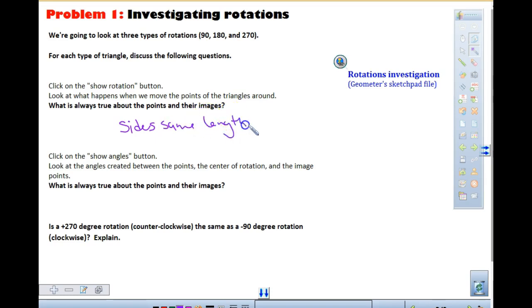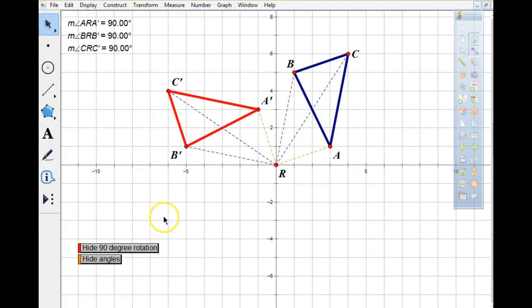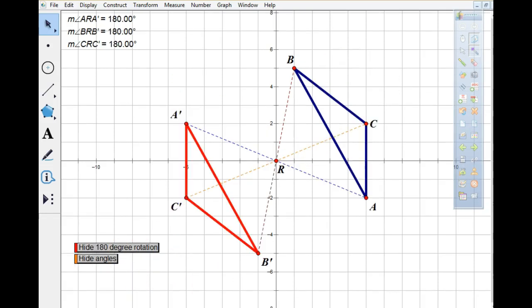And if we look at the angles in our triangle, all the angles will have the same measure. And again, we can take a look at that. If we want to look at the 90, these angles are exactly the same measure, okay? If we want to look at the 180, as we look at the 180 on ours, okay?